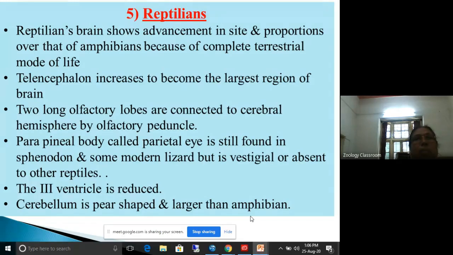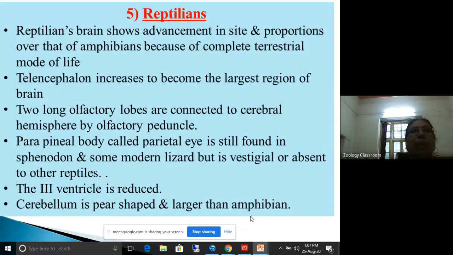Then the third part, the hindbrain, consists of the cerebellum and medulla oblongata. The cerebellum maintains body equilibrium, and the medulla oblongata controls involuntary activities like respiration, heartbeat control, and also excretion. All these body activities are not in our control. They are controlled by the medulla oblongata.